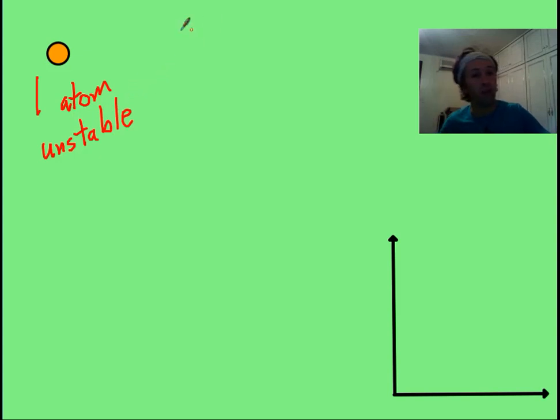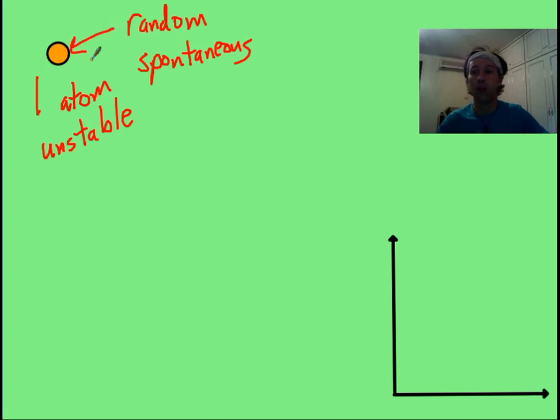Let's say you look at any one atom, and it is unstable. If you watch one atom and try to predict exactly when it's going to decay, you can't do it, because decay is a random and somewhat spontaneous process, especially when you look at just one atom. Even if we look at two atoms, it's still random and spontaneous, and you couldn't tell very much.